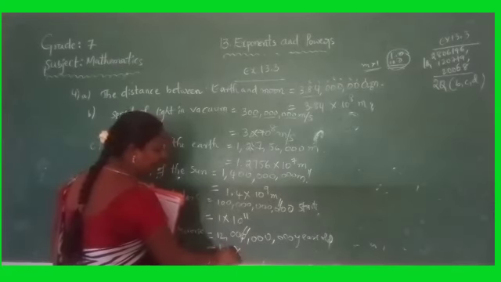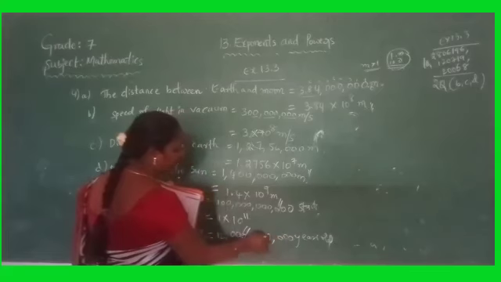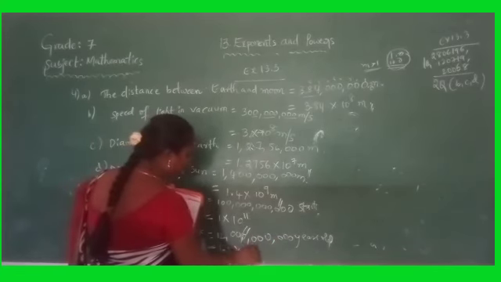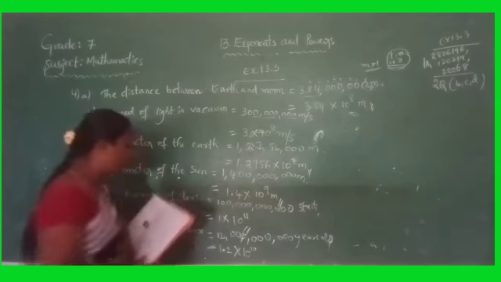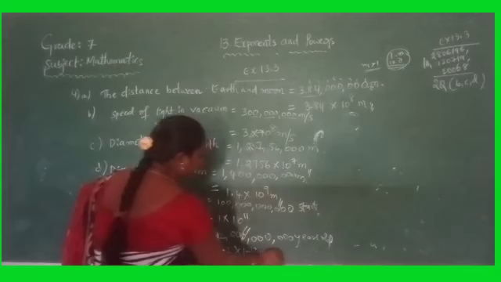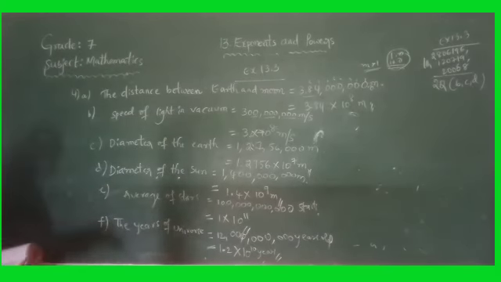1.2 into, very good, tell me first. 1, 2, 3, 4, 5, 6, 7, 8, 9, 10. That is 10 to the power of 10 years old. So 1.2 into 10 to the power of 10 years old. So this is the years of the universe. Okay, children. So next G problem.